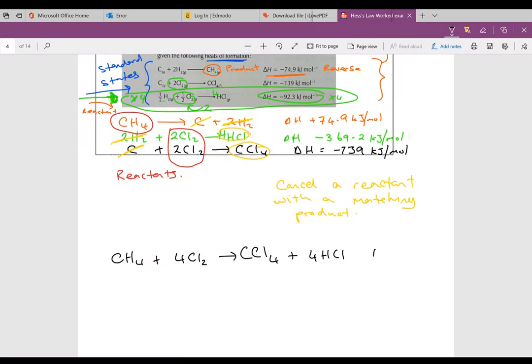Okay, and the delta H I can get by adding up these 3 values. So 74.9 minus 369.2 minus 139, which gets me a delta H of minus 433.3, and the unit, not to forget, is kilojoules per mole.